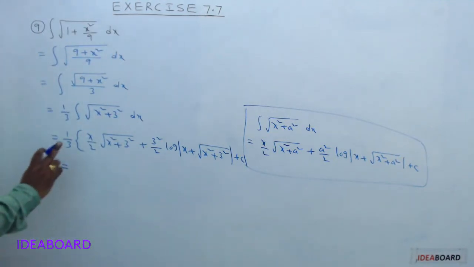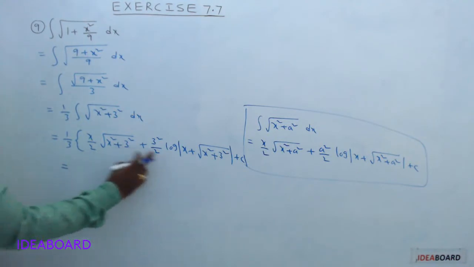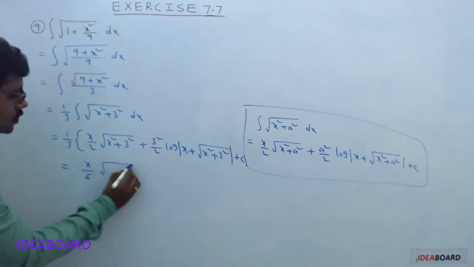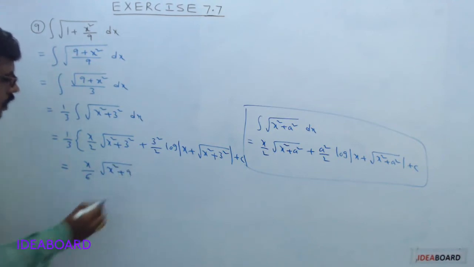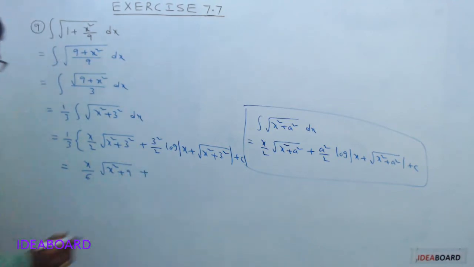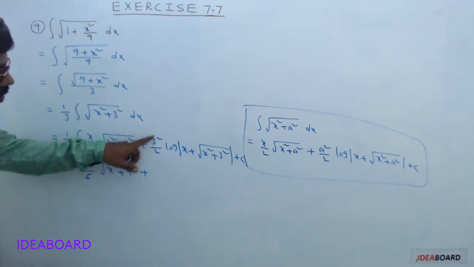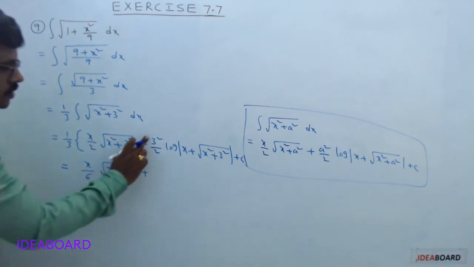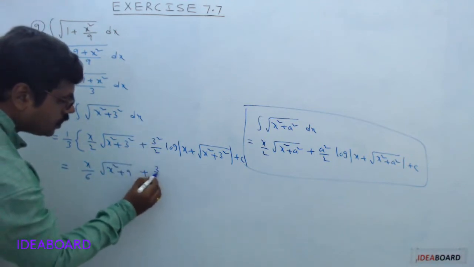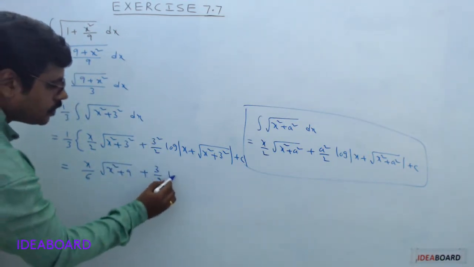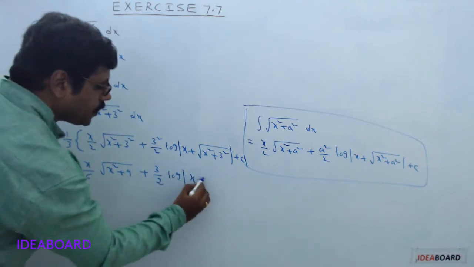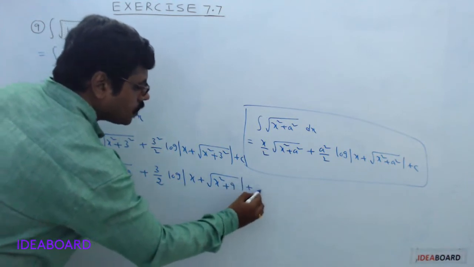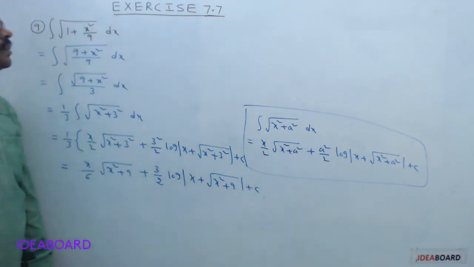Now multiply 1 by 3 to both these terms. It will be x by 6 into square root of x square plus 9, plus this is 1 by 3 into 3 square divided by 2. Power of 3 and this 3 will get cancelled. What about the remaining constant? 3 divided by 2 into log mod of x plus square root of x square plus 9 plus a constant c.